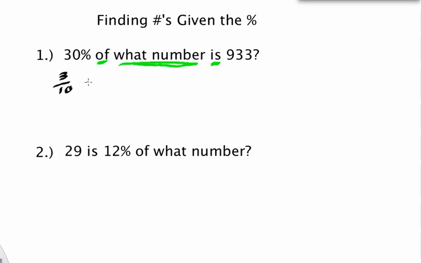of what number. Of means multiply, what number means variable, is means equals 933.